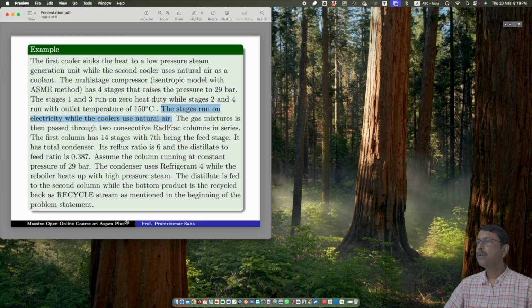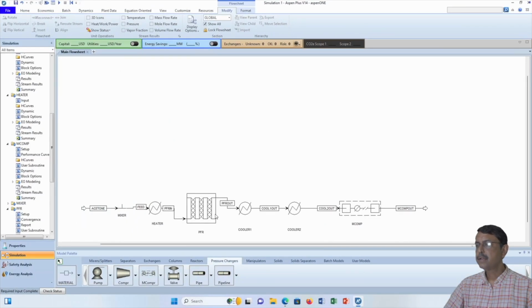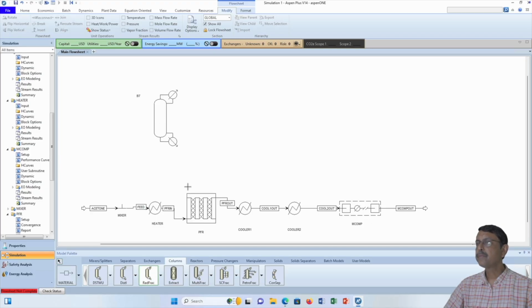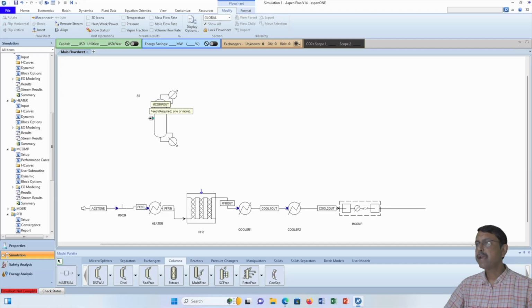Now continue. The gas mixture is then passed through two consecutive RadFrac columns in series. Okay, so first let us take the RadFrac column over here, and this one we connect to this RadFrac column.